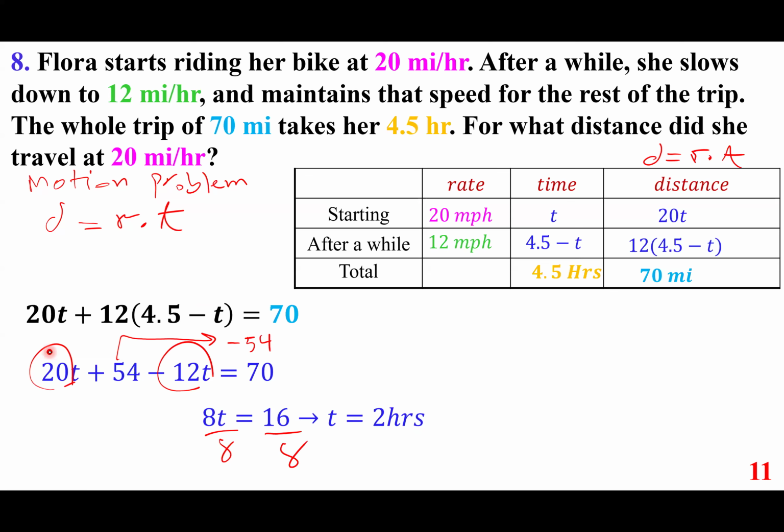So what do we do? It's very simple. We read to make sure it's been answered. For what distance did she travel at 20 miles per hour? So they're talking about distance. So we want 20T. If this is 2, by the way, this is 2.5. Let me just write that this is 2. This is therefore 2.5. So this one is 20 times 2, 40 miles. So it's important to write it in a manner which is making perfect sense.